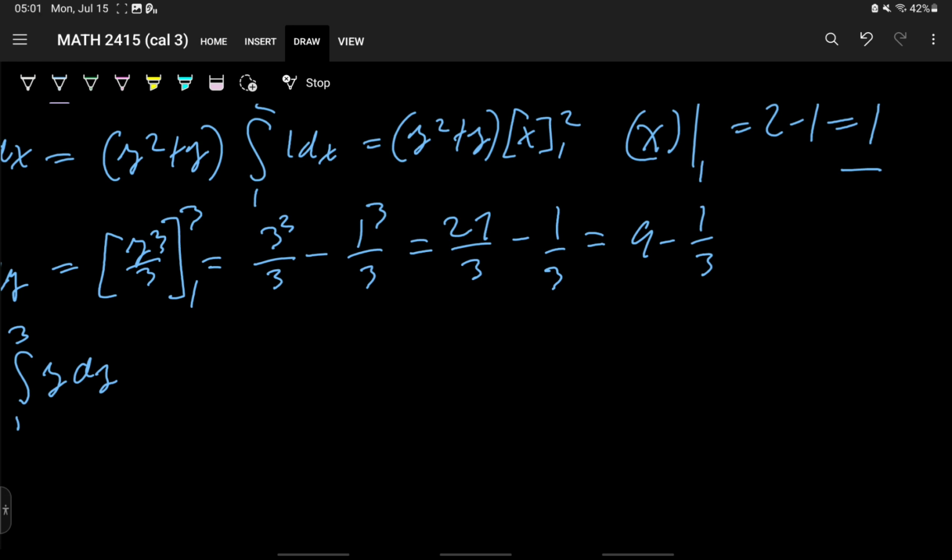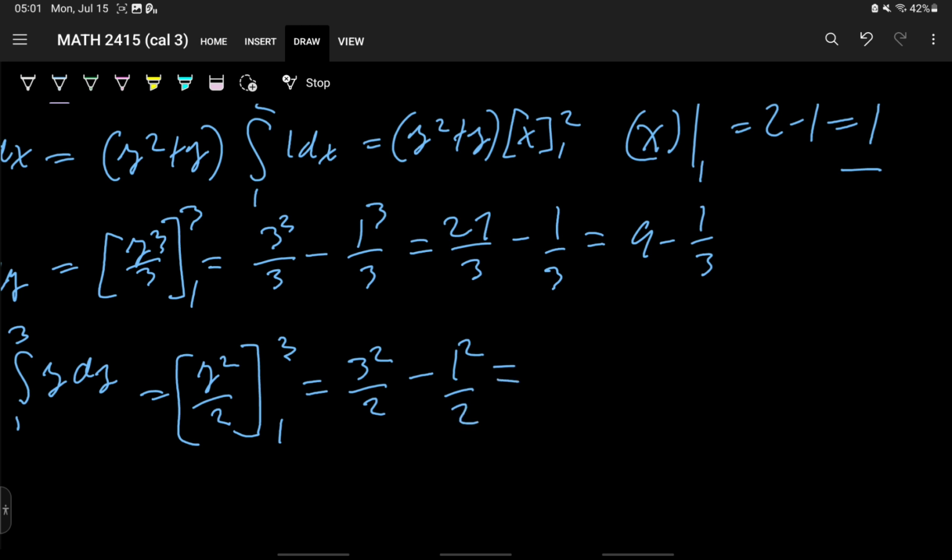Okay, well in the meantime, we can start the bottom one. So this is just going to be y squared over 2, and we're evaluating from 1 to 3, and this is going to be 3 squared over 2 minus 1 squared over 2. And my calculator is still loading in. I wonder if it's actually dead right now, which is not ideal. It's not dead, it's at 100%. It was just in deep sleep mode.